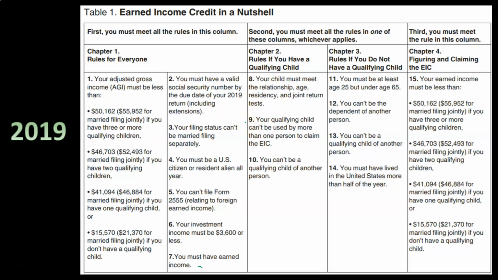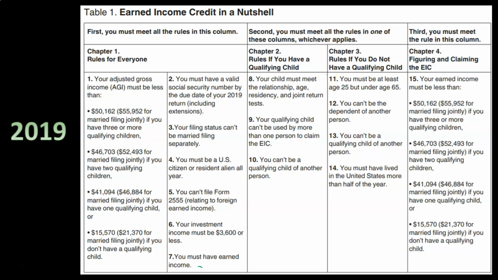Your qualifying child can't be used by more than one person to claim the earned income credit. So in those cases where you have a joint custody type of situation or something like that, you can't use the same child to claim the earned income tax credit in 2 places. You can't be a qualifying child of another person. And then Chapter 3, rules if you do not have a qualifying child.